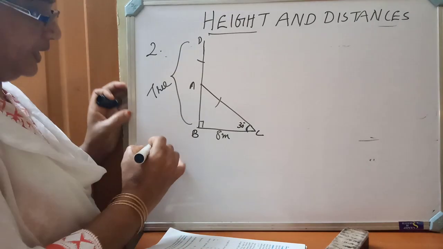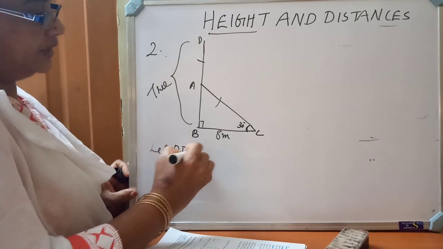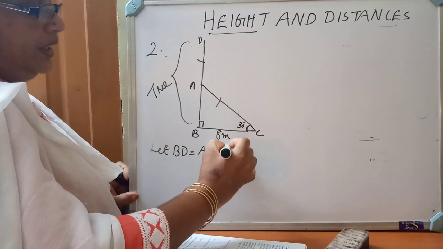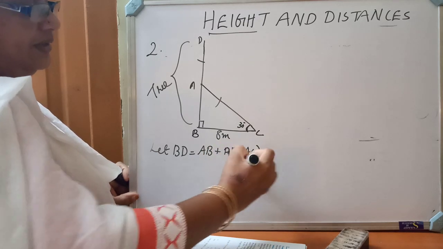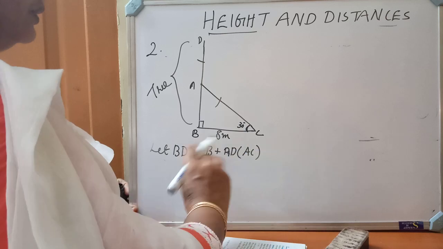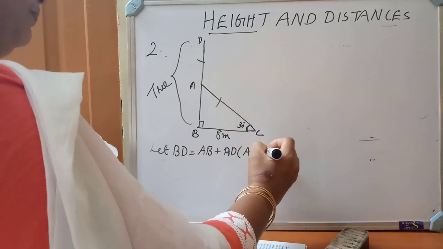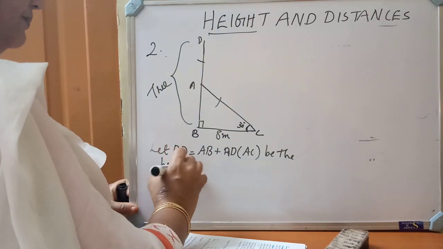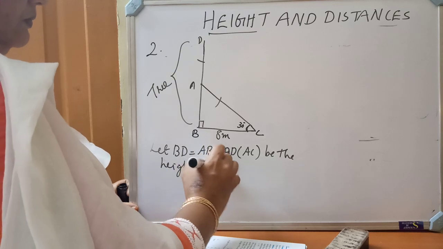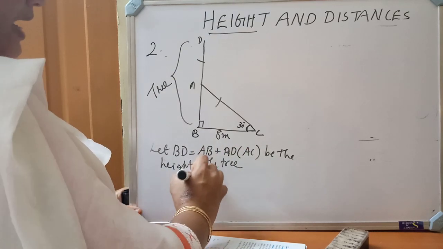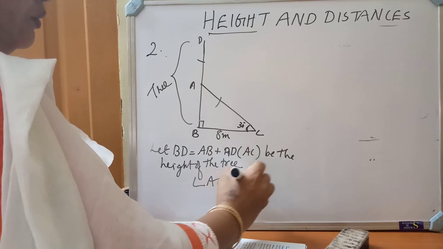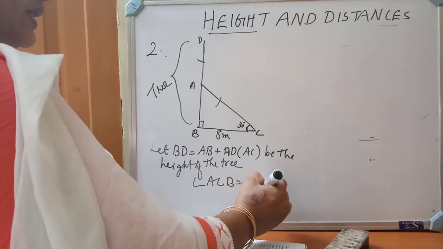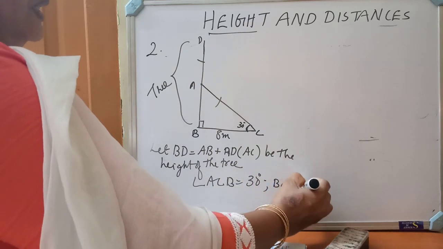So you must write, let BD be the height of the tree. BD is equal to AB plus AD. AD is same as AC. Okay. AD is equal to AC. So AB plus AD is the height of the tree. Angle ACB they are given as 30 degrees, and the distance BC they are given as 8 meters. These are the given data.